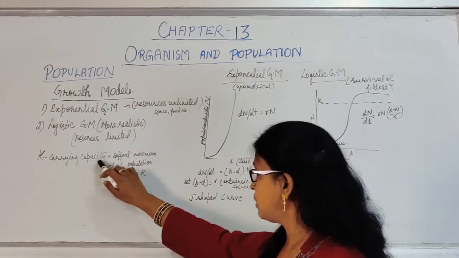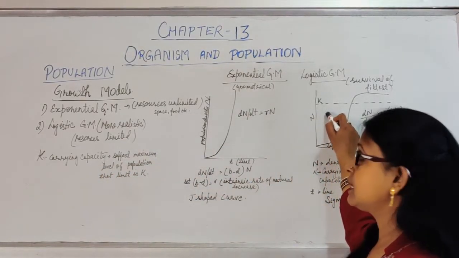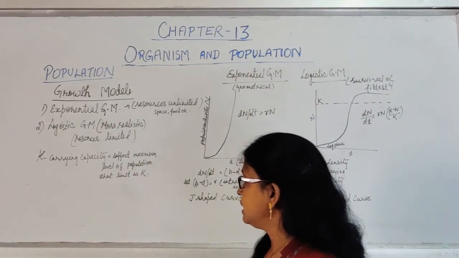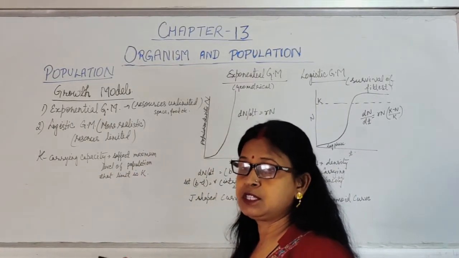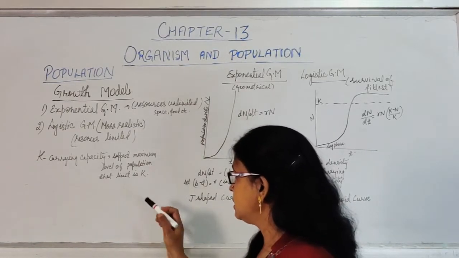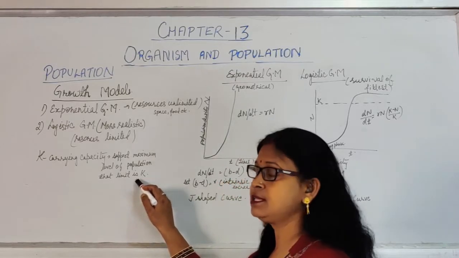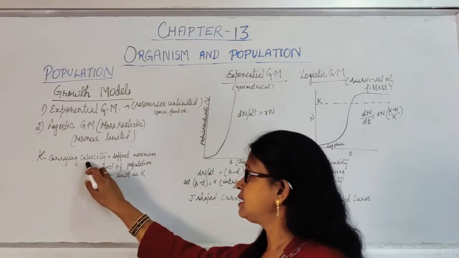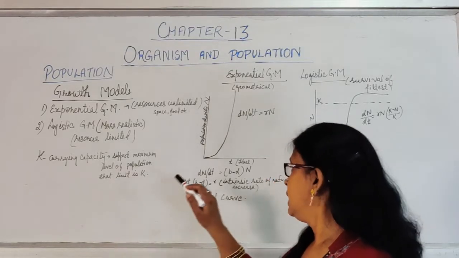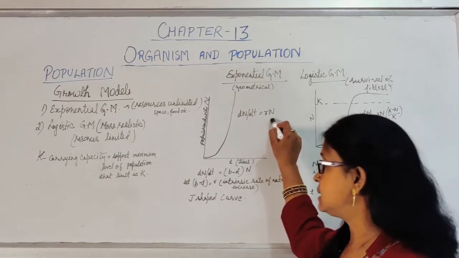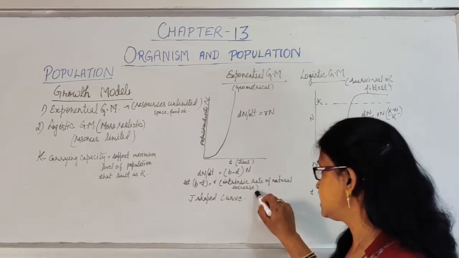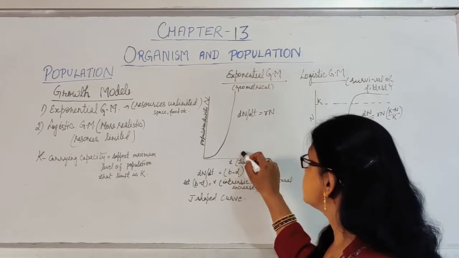Now K stands for carrying capacity, which we will study here in logistic growth model. The carrying capacity can be defined as the maximum limit of organisms of a population that any habitat can support. That limit is known as the carrying capacity, which is denoted by the capital letter K. N is for density, small r is for intrinsic rate of natural increase.